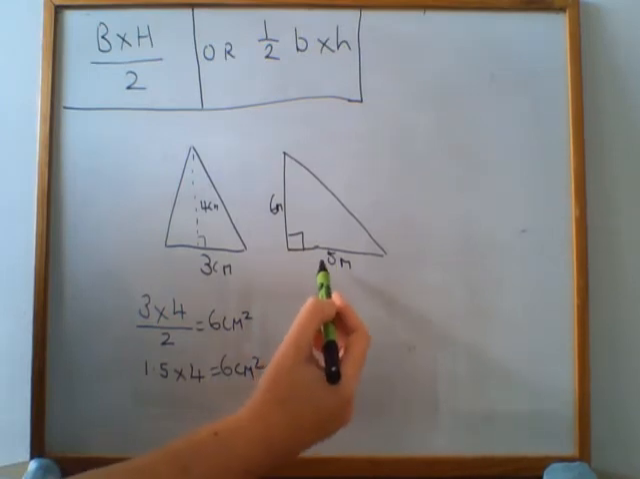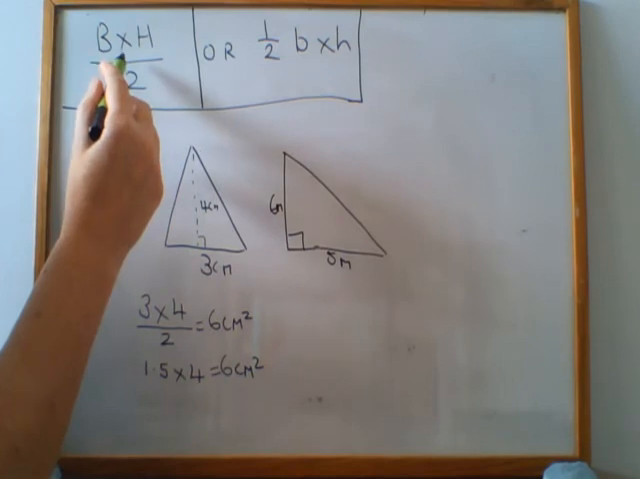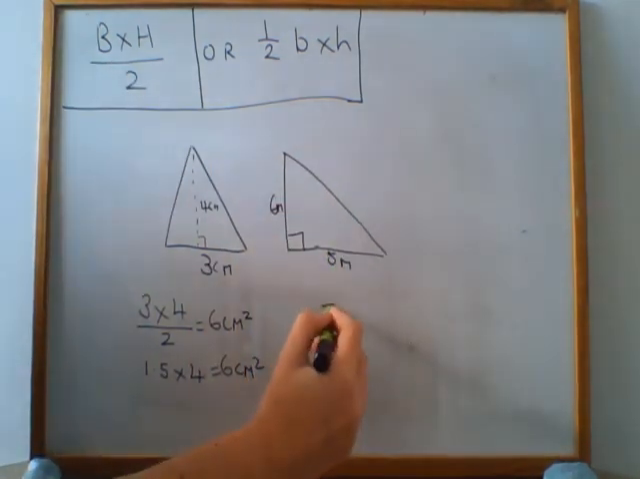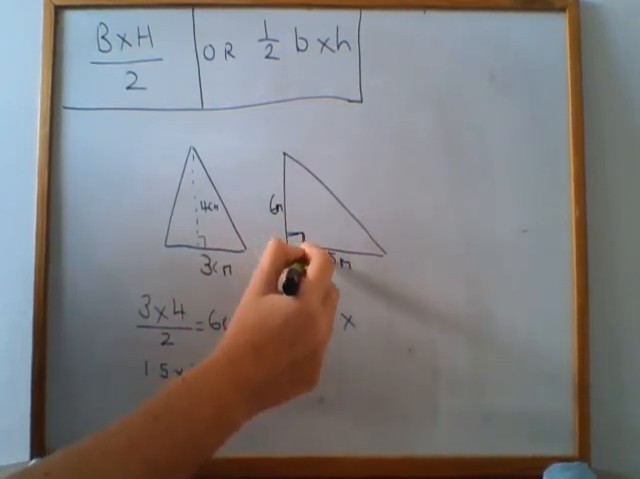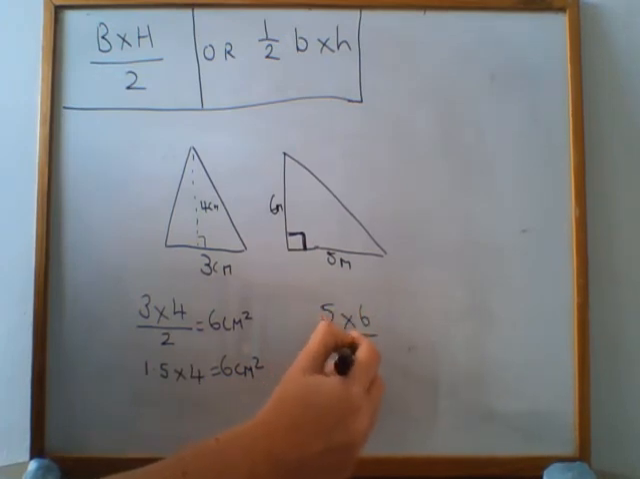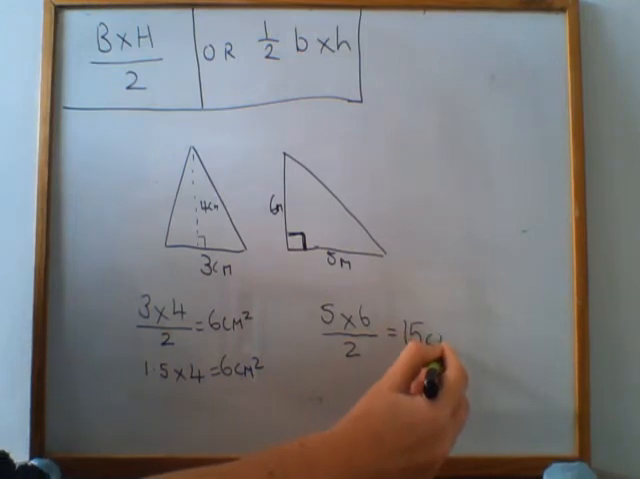And let's have a look at this one just to make sure you're getting this. So base times height divided by 2, the base 5 times my height, in this case it is just the side because it's a right angle triangle, this is the height. 5 times 6 is 30, divided by 2 would be 15 centimetres squared.